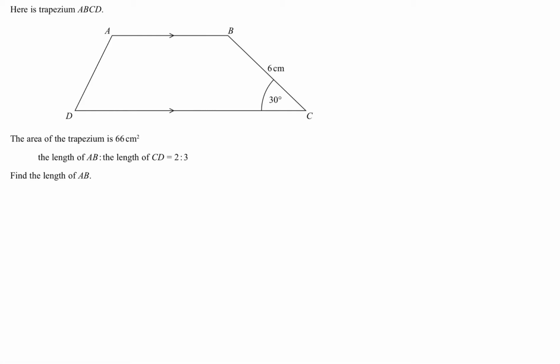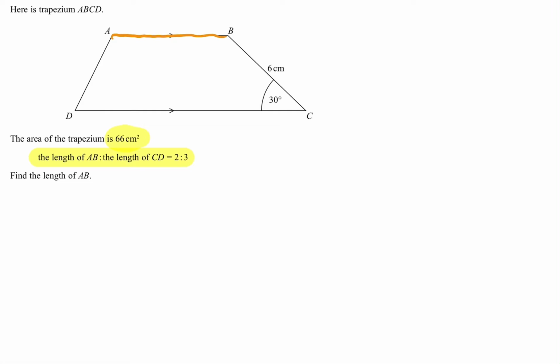So what I'm thinking here is the area of a trapezium formula, which involves the two parallel sides of the trapezium and the perpendicular height. Now, we've not been given any of that information, so we're going to need to do some sort of reverse engineering here. So we want to find this length AB. We're told the area of the trapezium is 66 centimetres squared, and we're also told that the ratio of the two parallel sides is 2 to 3. So where would I start with this?